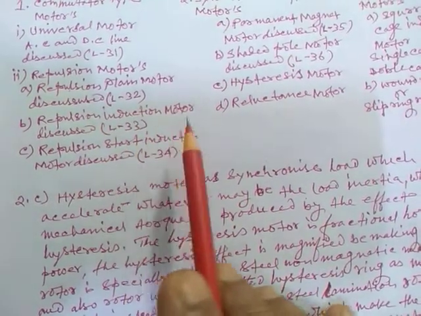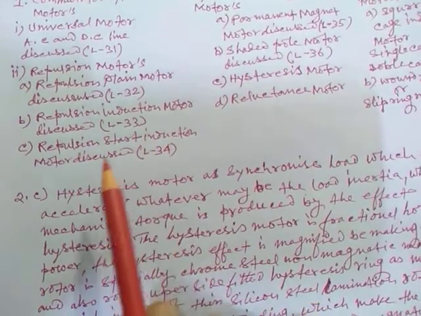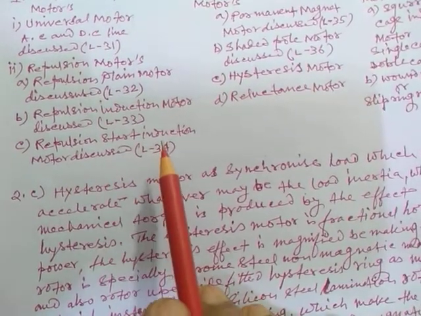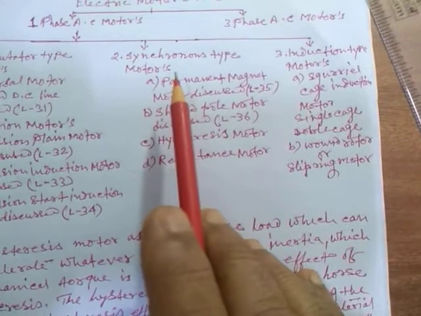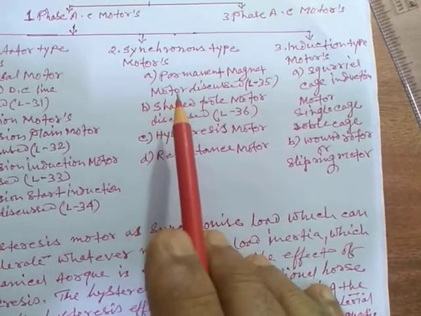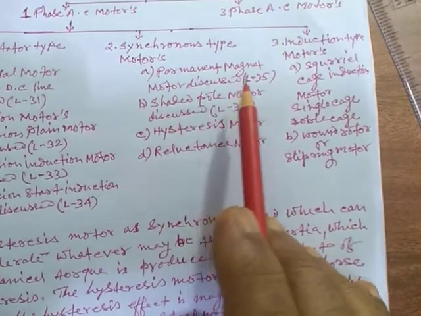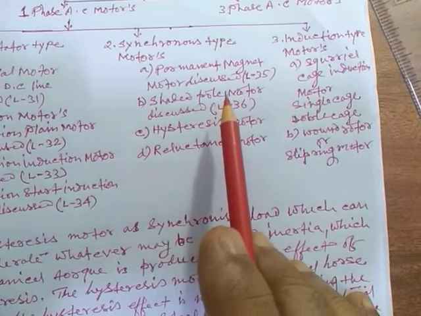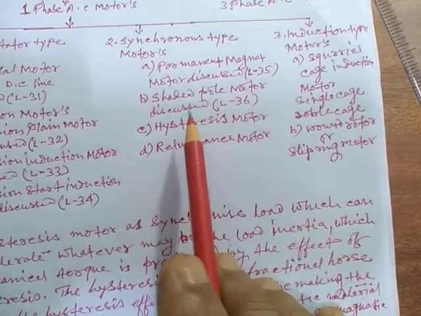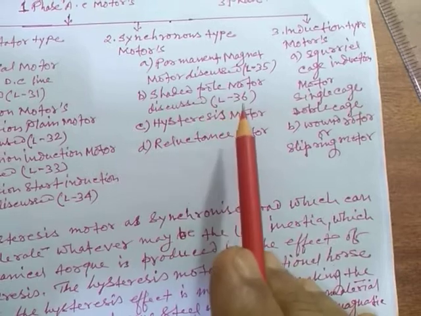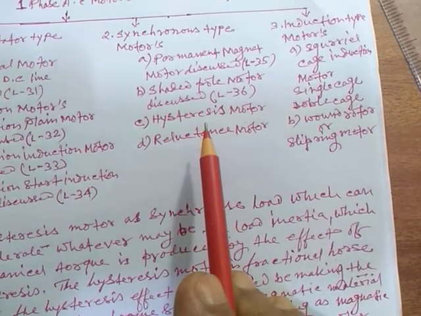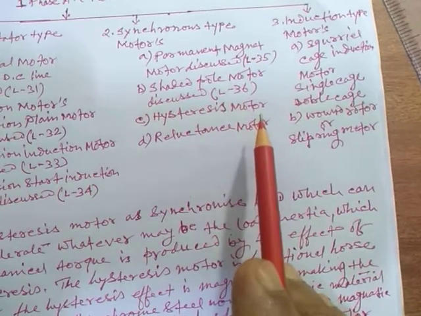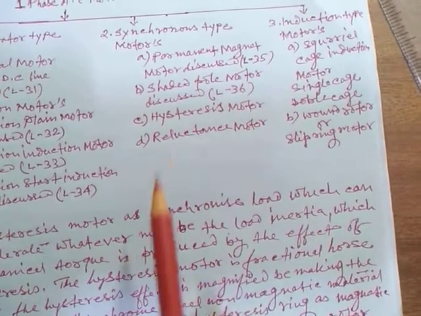B. Repulsion induction motor, discussed in L-33. And C. Repulsion start induction motor, discussed in L-34. Number 2. Synchronous type motors. A. Permanent magnet motor, discussed in L-35. B. Serrated pole motor, discussed in L-36. C. Hysteresis motors, now discussed.